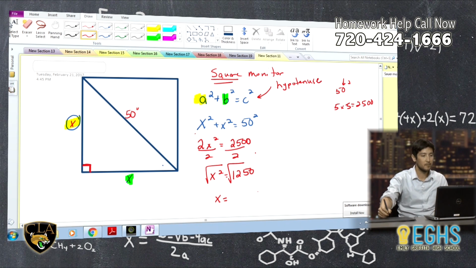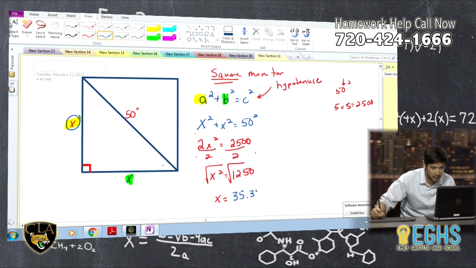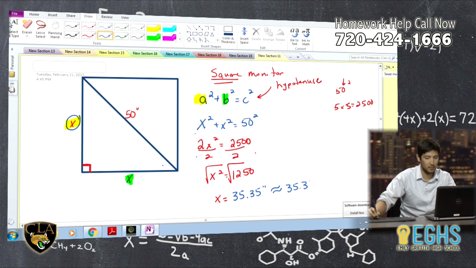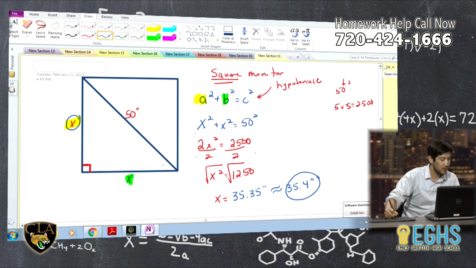Now, Becca's doing this on the calculator. For these application problems, I want you to consider that whatever we get here has to be less than 50. If it's more, we made a mistake. All right, so we got 35.35 inches, which I'm just going to round to 35.4 inches. So that's a length of 35.4. All the sides are the same, because this is 35.4 and this is 35.4. We have a square.